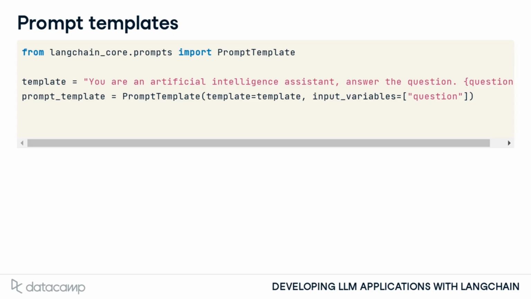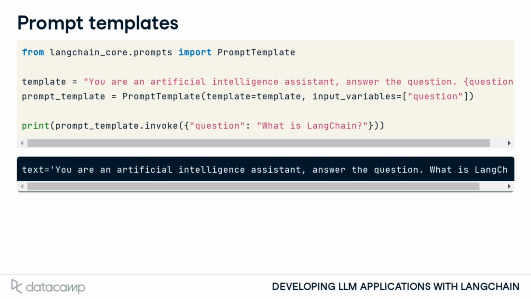To show how a variable will be inserted, let's call the invoke method on the prompt template and pass it a dictionary to map values to input variables. We see in the input how the question placeholder has been replaced. Let's integrate this with an LLM.